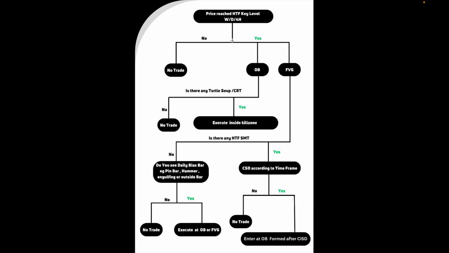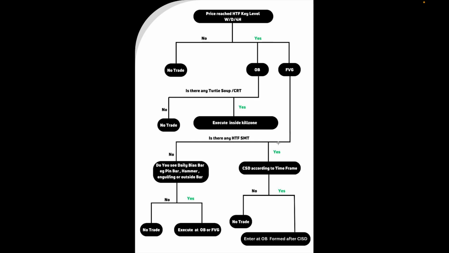So let's say price has tapped a key level, and that can be an order block or it can be a fair value gap, right? When there is an order block, we'll try to trade turtle soup and CRT, and we have to execute all the trades inside the kill zone. And if there is no order block, then there is no trade. If there is no turtle soup, there is no trade in the order block.